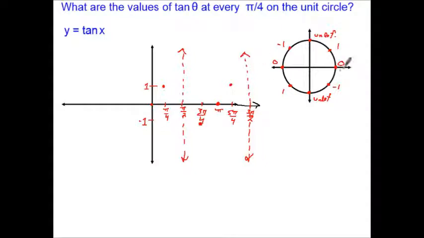And if I start winding myself negatively around the circle, as I go to negative pi/4, I get -1 again, and then as I get to negative pi/2, I actually get another undefined, so there's where another asymptote shows up.